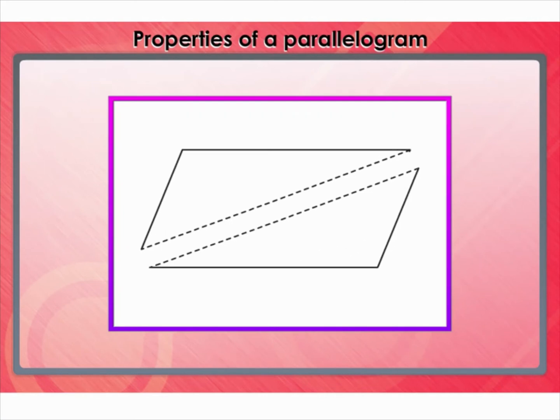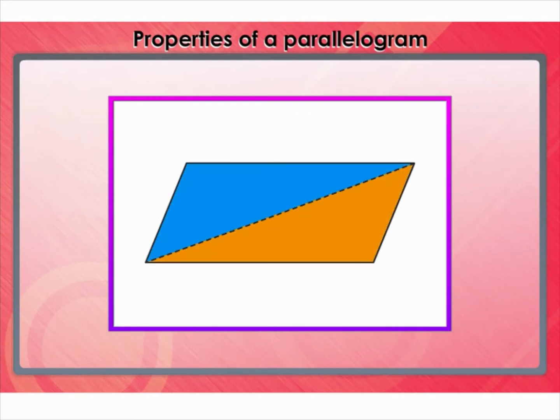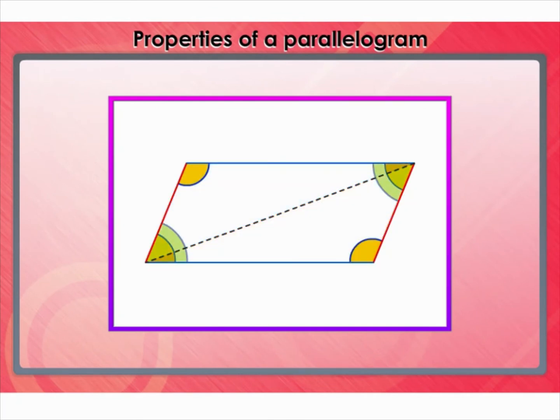This implies the diagonal of a parallelogram divides it into two congruent triangles. Since the triangles are congruent, their corresponding sides and angles are equal. Thus, we conclude in a parallelogram, opposite sides are equal and opposite angles are equal.